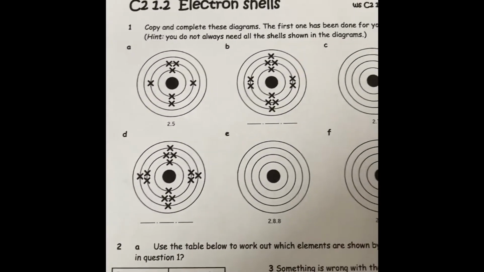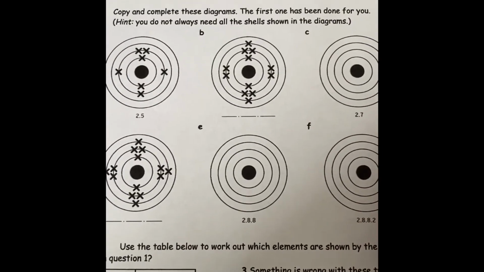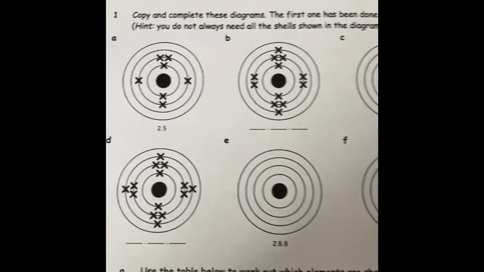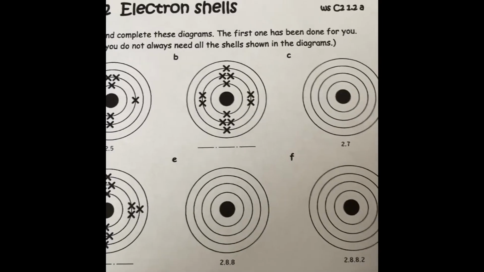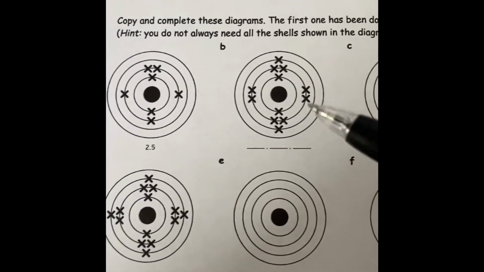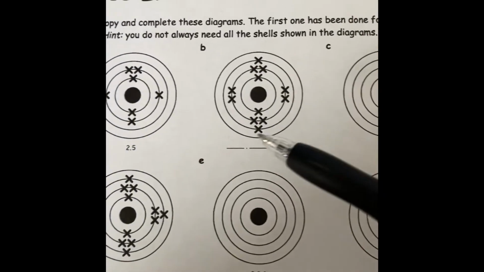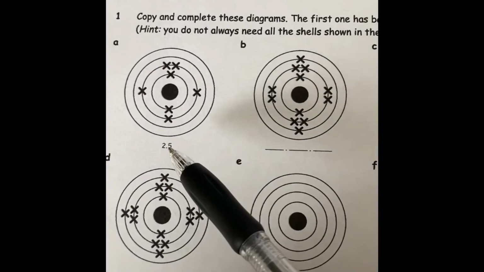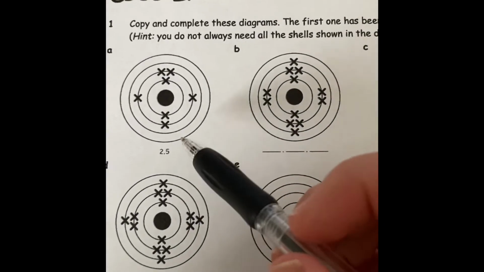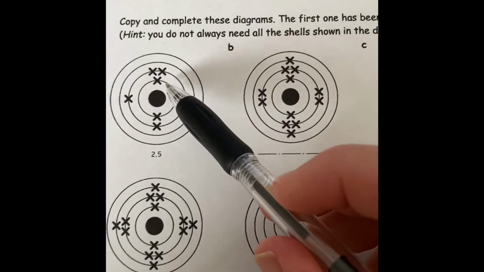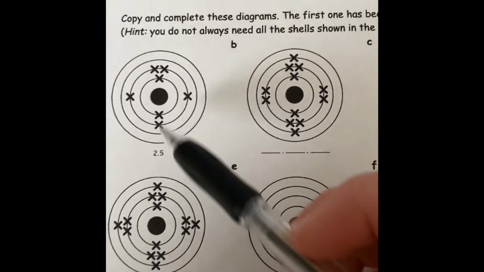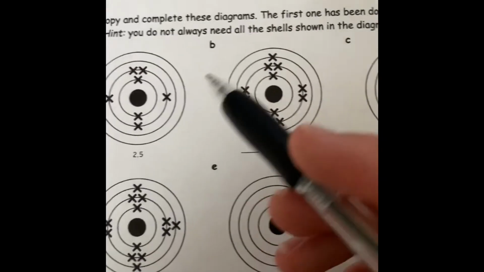Okay, so this is the second sheet I asked you to complete. It is about electron shells. It says you need to complete the diagrams. That means we need to draw our electrons on the outside, and then we also need to put the electron configuration. The first one's been done for you. You can see that there are 2 on the first shell. On the second shell it has got 5, which is why it's 2, 5.